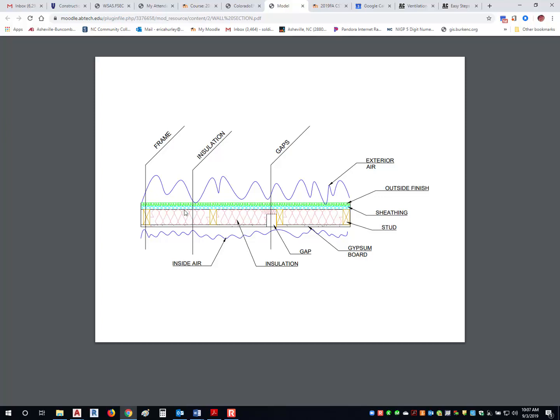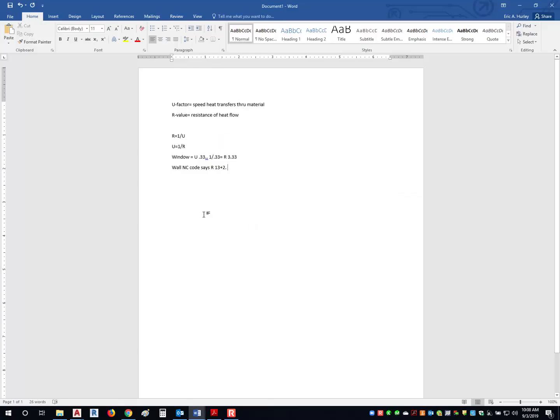So total, this gives us an R15, but it's not going to be an R15 here, and it's not going to be an R15 here. It will be an R15 here because we have the R2 plus the R13 here. So the reason that we have the R2 in here is to kind of increase our R value where we go through studs and where we go through gaps, and we have gaps in there. So that is the way that we look at that.